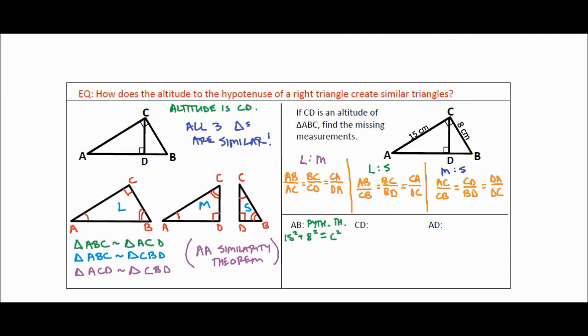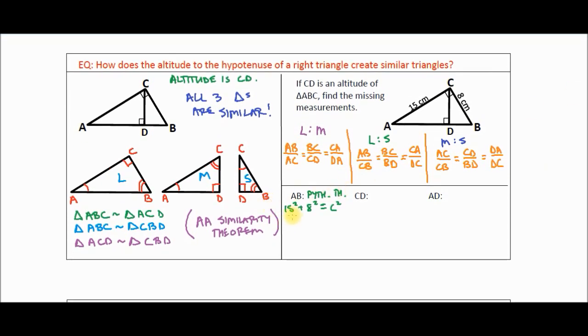I'm going to scroll up a little bit here. Okay, so 15 squared is 225. 8 squared is 64. That's equal to C squared. You add these together, it's 289 is equal to C squared. Square root both sides, and you're going to end up with C equals 17. So right below this line you could write, so AB is equal to 17. And that's centimeters, 17 centimeters.